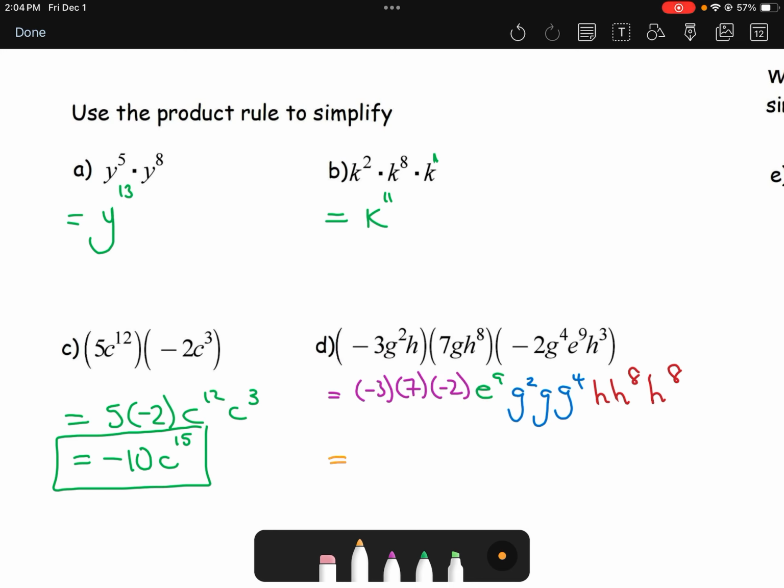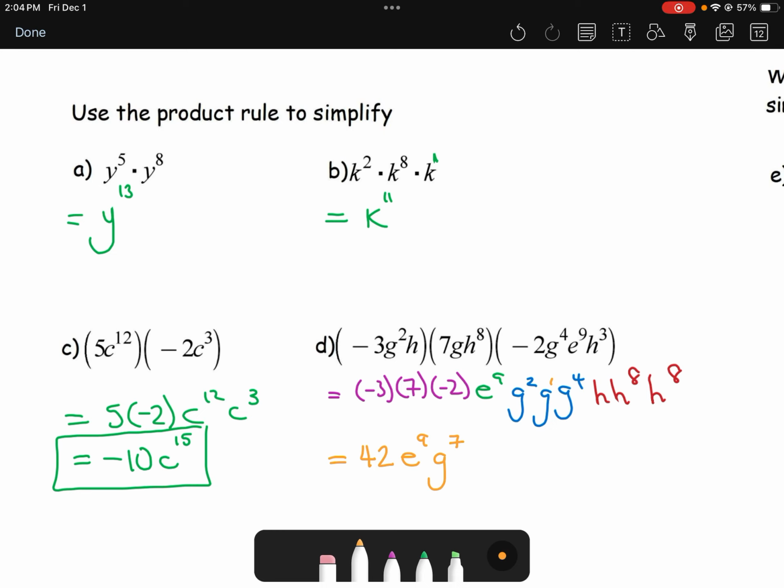So now what we'll do is we'll just put everything together. Negative 3 times 7 is negative 21, and negative 21 times negative 2 is 42. Well, there's only one e, so that's just going to stay e to the 9th. And again, if you need to, put that 1 there. g squared times g to the 4th. Again, how many g's do we have? Well, we have 2 plus 1 plus 4, so that is g to the 7th.